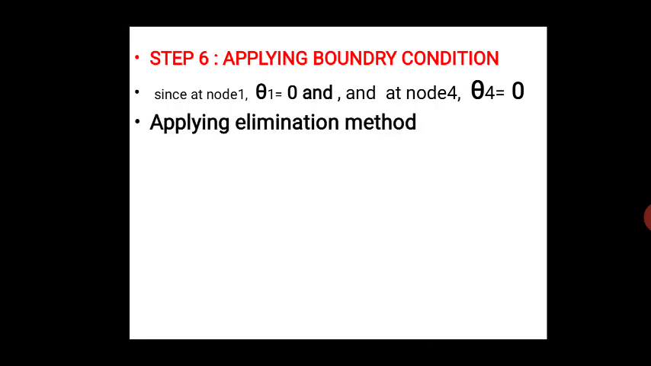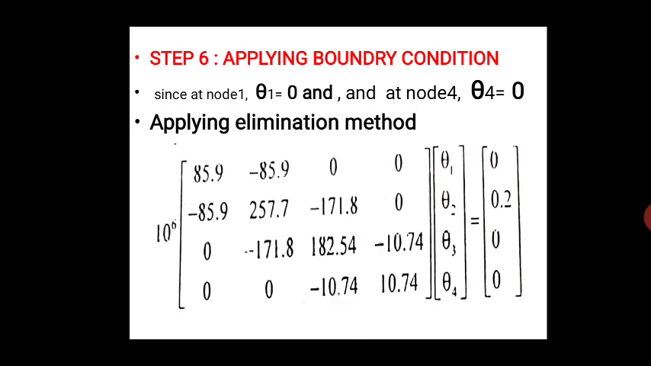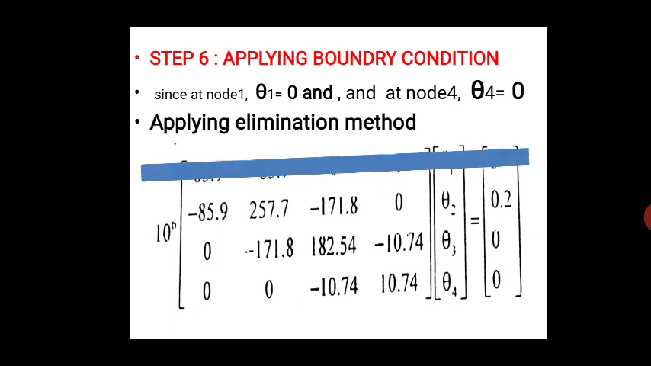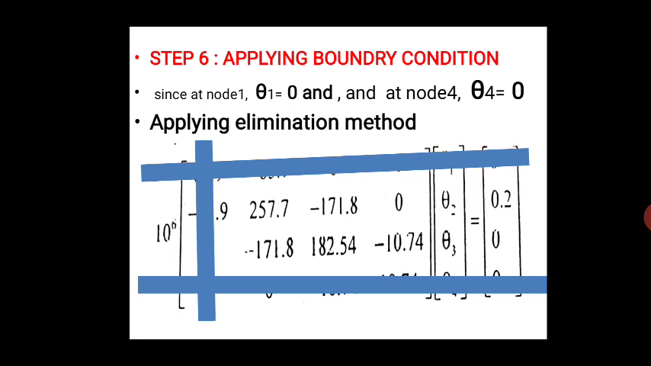Now applying the elimination method of boundary condition, we need to eliminate the corresponding row and column of the node whichever is fixed. Since node 1 is fixed, its corresponding row and column are eliminated. The second boundary condition is that node 4 is fixed, so its corresponding row and column should also be eliminated. These are the boundary conditions we are applying to the equilibrium equation.